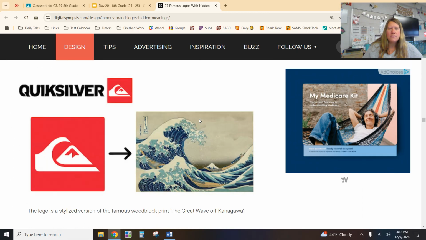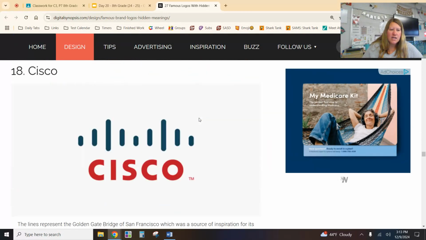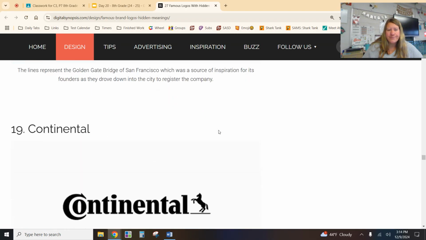I'm going to skip over. You can go look at these later if you want to, but Cisco, which is like a tech company, had no idea that it was San Francisco. Forgot the San. And this was the Golden Gate Bridge.